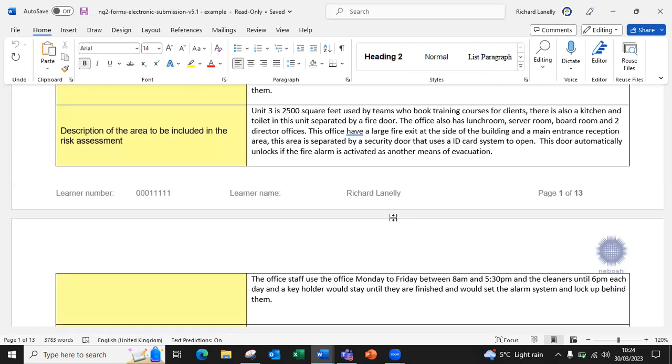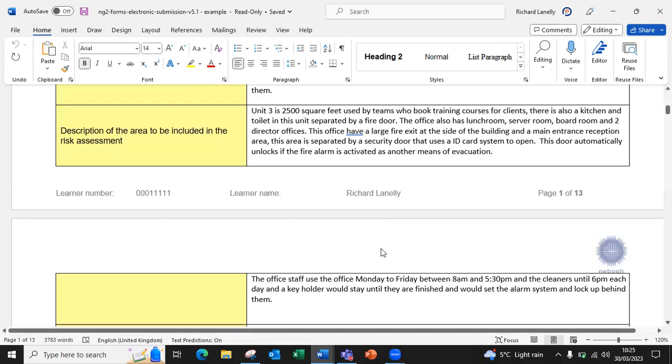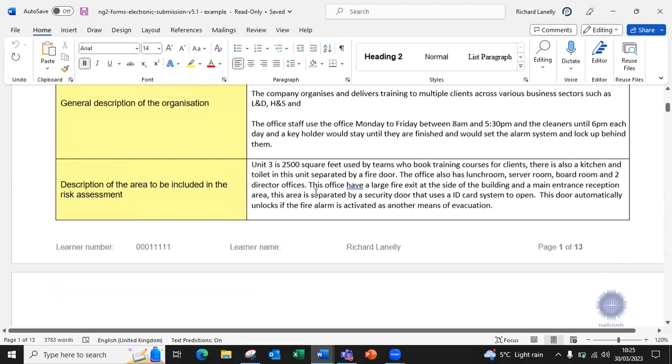There's also a kitchen and toilet in this unit separated by a fire door. The office has a lunchroom, server room, boardroom, and 2 directors' offices. The office has a large fire exit at the side of the building, and the main entrance is a reception area. This area is separated by a security door that uses an ID system. This door automatically unlocks when the fire alarm is activated, and there is another means of evacuation. You can see here I've again reiterated this information. I wouldn't say I need to do that because it already says it there, so we'll ignore that.